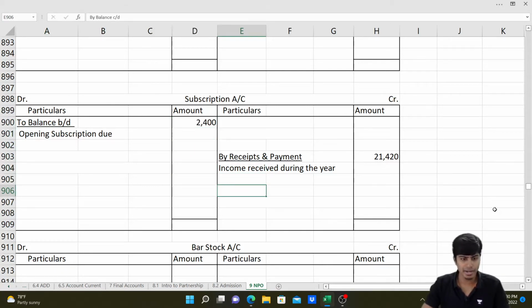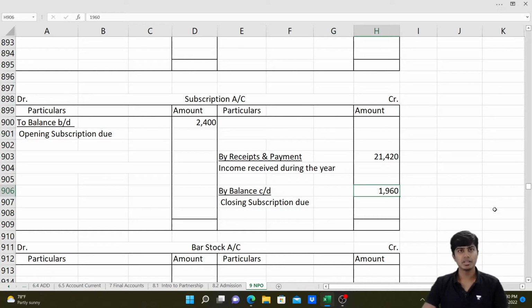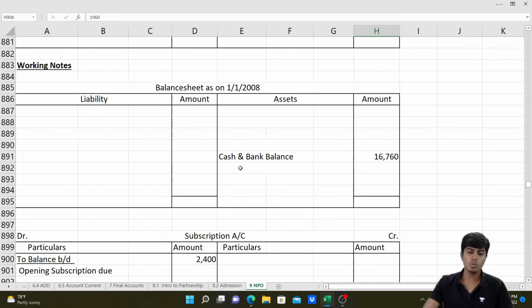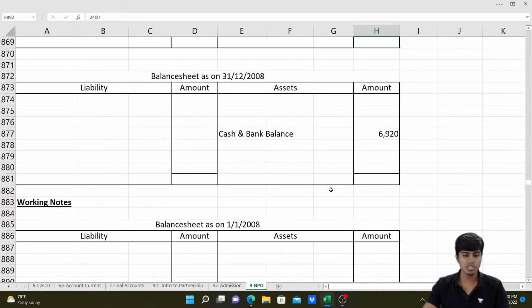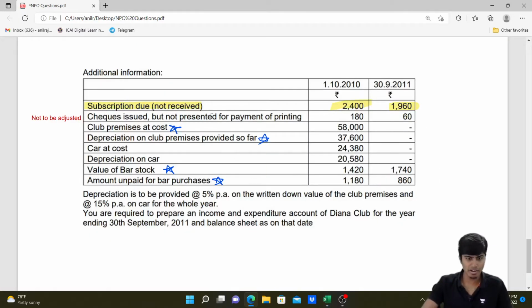2,400. Then I'll write here balance carried on. Closing subscription due 1,960. This has to be posted to respective balance sheets, which we'll do now. In our opening balance sheet, I'll write subscription due 2,400. And in my closing balance sheet, I'll write subscription due 1,960. Got it? Great. What do we have after that?